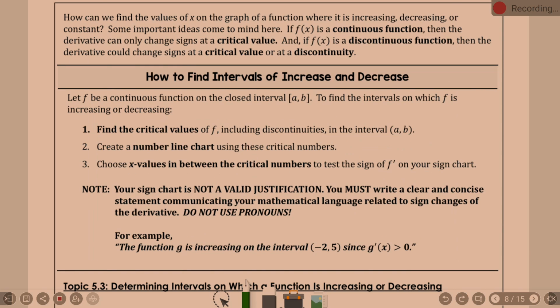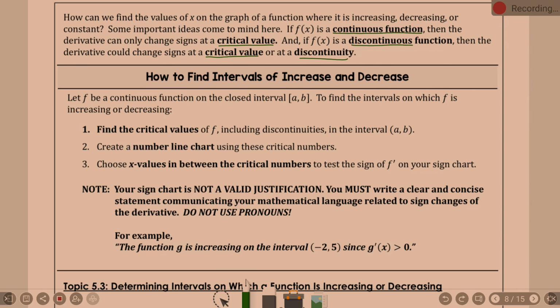Okay. How can we find the values of x on the graph of a function where it is increasing or decreasing or constant? If f of x is continuous. So note, it does have to be continuous for this to work. Because if you have a jump discontinuity or an asymptote, the idea is not going to work there. But if f is continuous, then the derivative will only change signs at a critical value. If f of x is discontinuous, then the derivative could change signs at a critical value or a discontinuity.